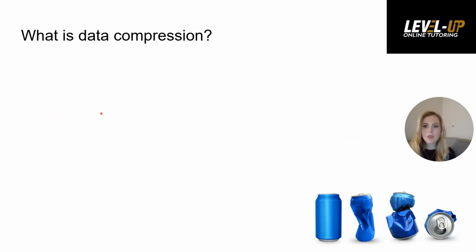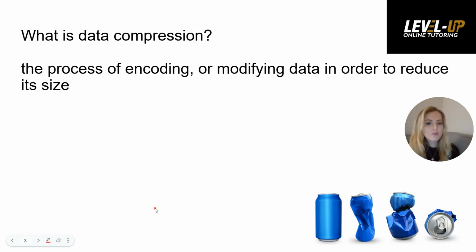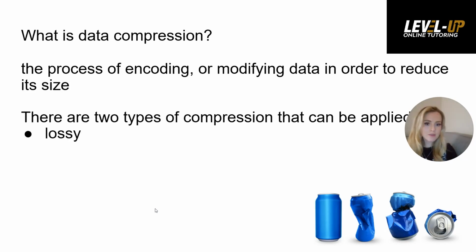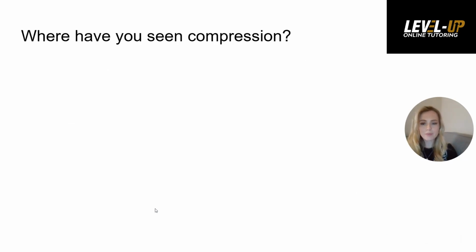So when we talk about compression, if I said to you I was going to compress something, I'm normally going to make it smaller. So you can look at this example of a can underneath my picture. If we were to compress a Coke can, we would squish that up until it is smaller in size. And that is what we do to data. It's the process of encoding, modifying, or removing data in order to reduce its size. There's two different types, lossy and lossless. So I'm going to take you through those types now.